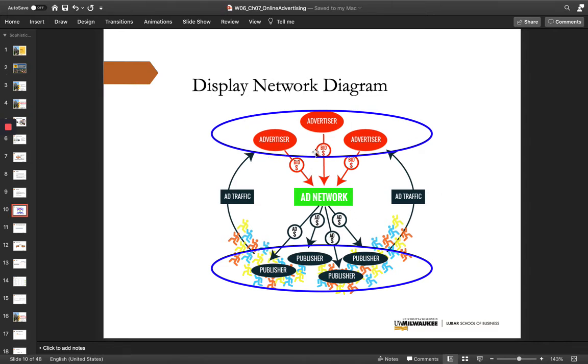The upper layer would be advertisers. So they pay, okay? The bidding price, bidding. And the central part would be the network, and the lower layer would be the publisher. And you can see there is some stream here. So the money goes from up to down, right? The traffic goes from the bottom to the top, okay?